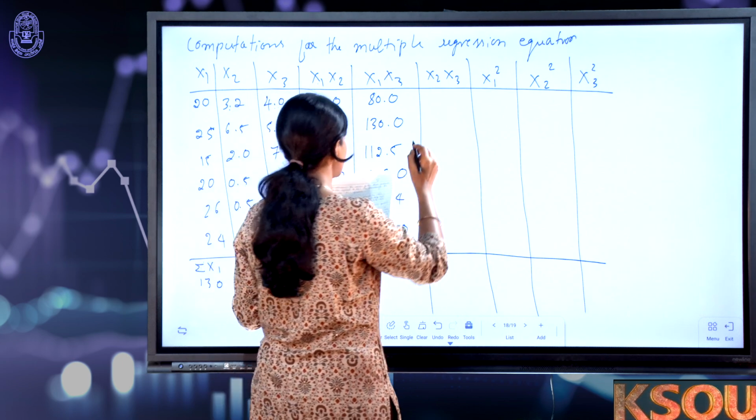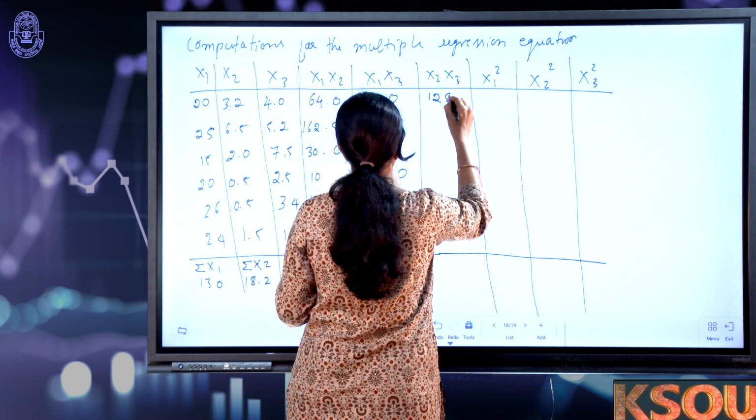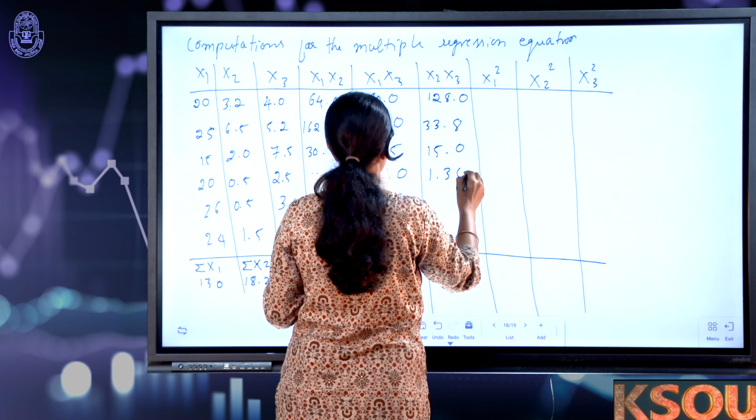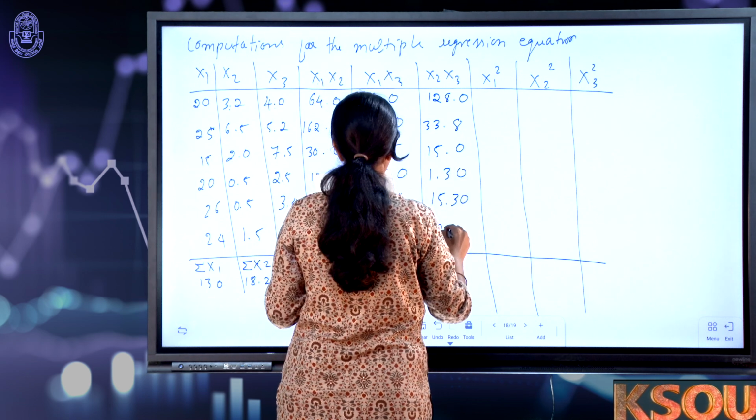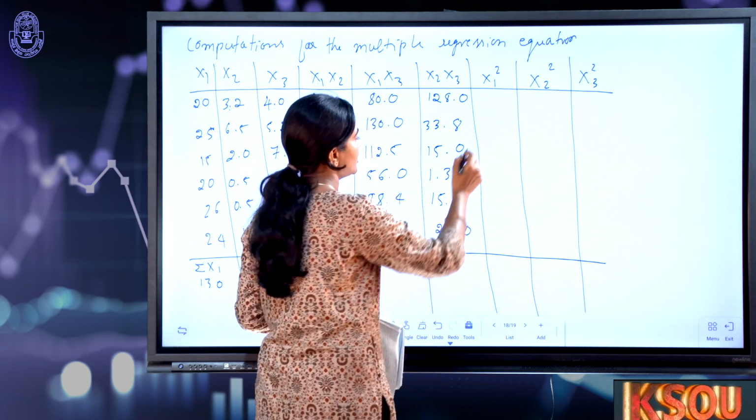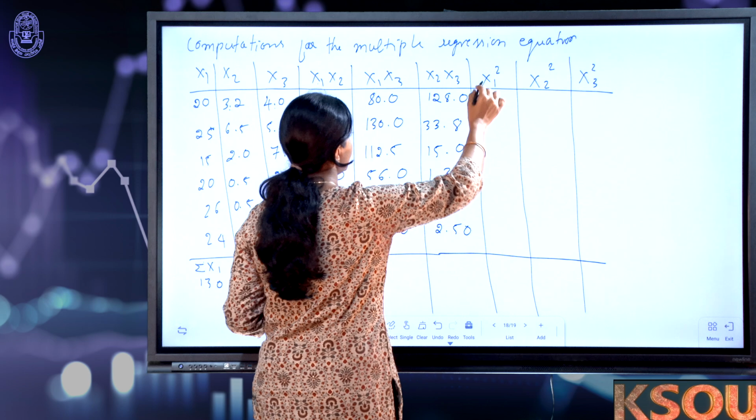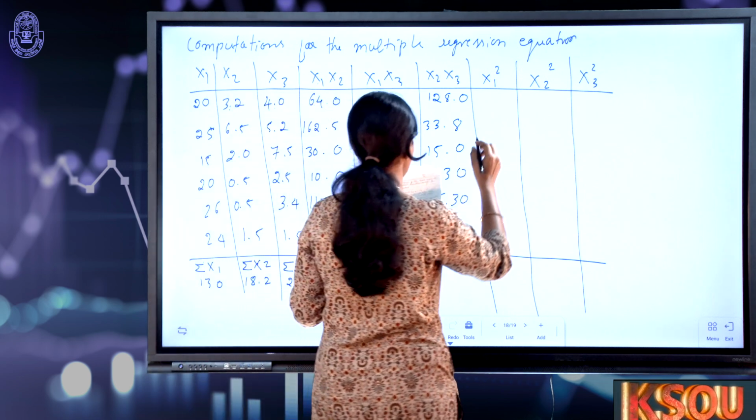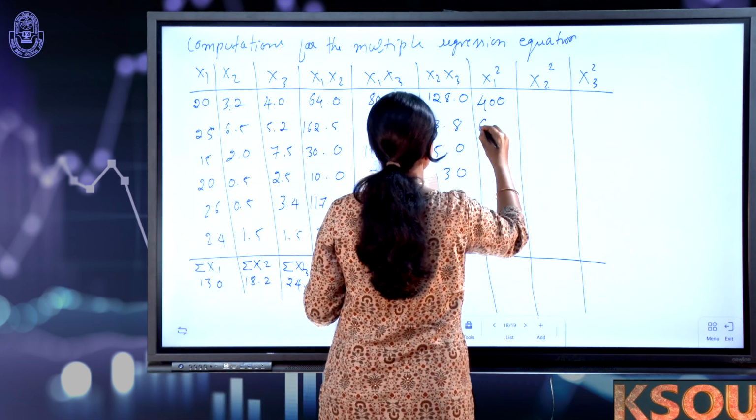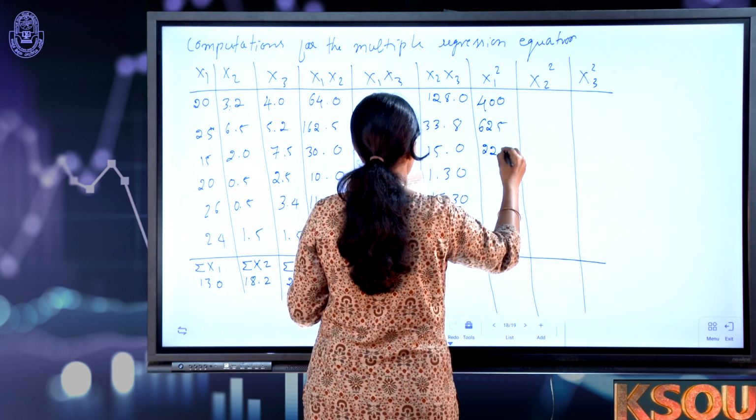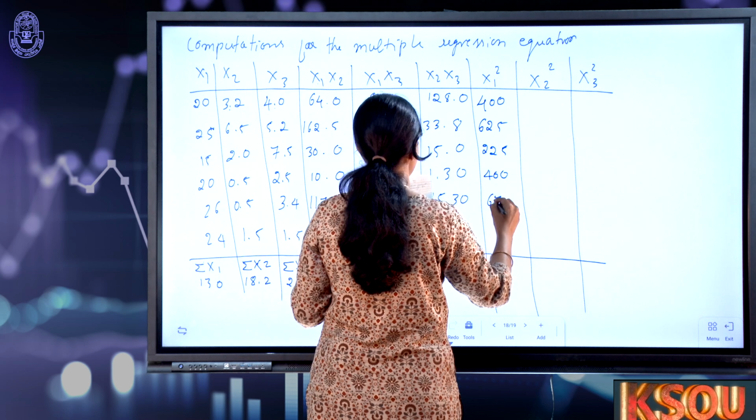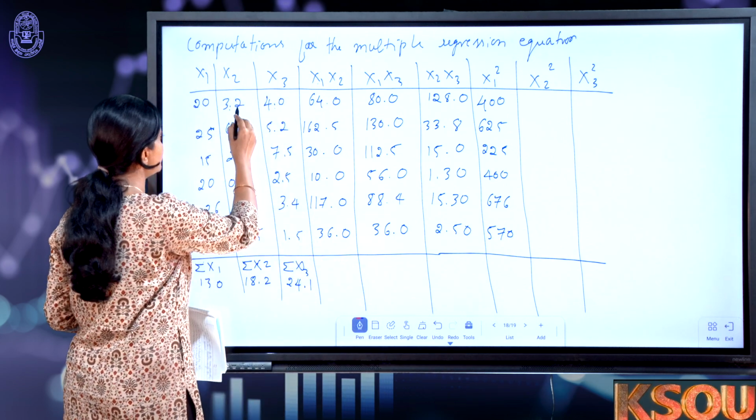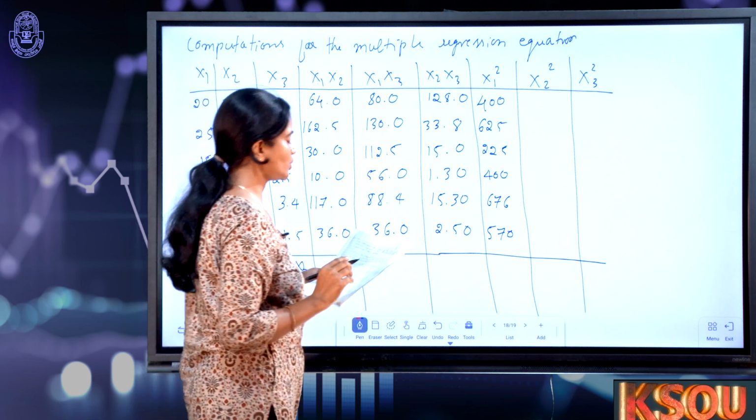Now you can calculate x2 into x3, that is 3.2 into 4.0, 6.5 into 5.2, like that. You should get values like 128.0, 33.8, 15.0, 1.30, 15.30, 2.50. Now you can take the squares of x1, x2 and x3. x1 square, that is 20 square, 25 square, 15 square, like that. So for x1 square: 400, 625, 225, 400, 676, 570.